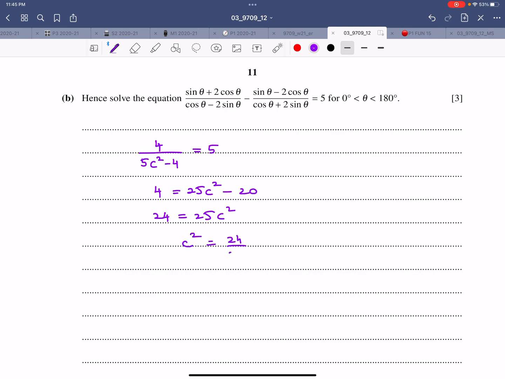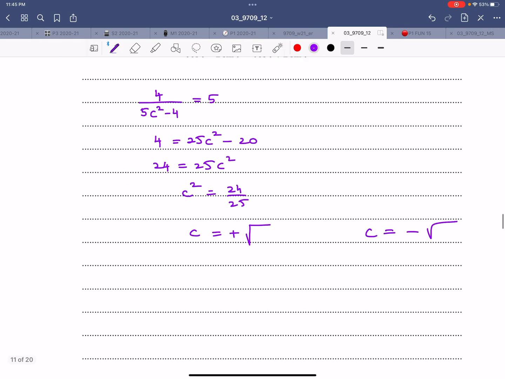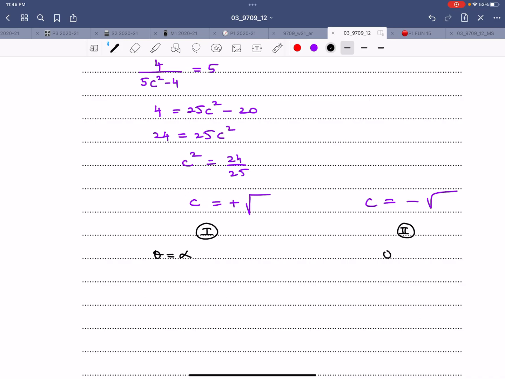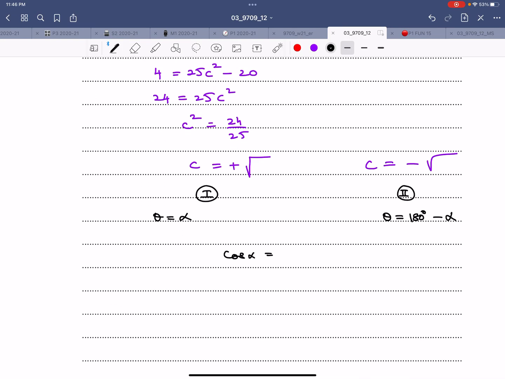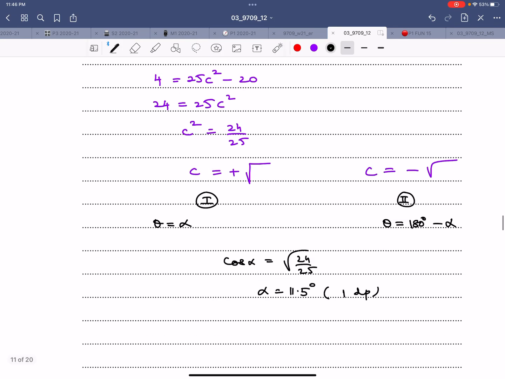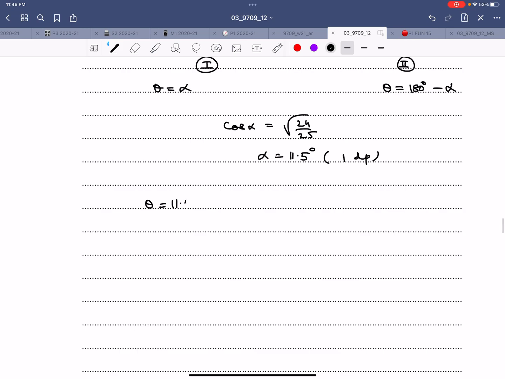Therefore, C is plus minus. So there should be a plus square root, there should be a minus square root. And you are back to the basics, 0 to 180. The first quadrant answer will be from here, the second quadrant answer will be from here. So in the first quadrant, theta is alpha. In the second quadrant, theta is 180 degrees minus alpha. The basic angle is the same. Cosine of alpha is square root of 24 over 25, whatever alpha comes out to be. Then you would proceed with the basic angle. So alpha comes out to be 11.5 degrees after rounding off to 1 decimal place. Therefore, the first answer, what is the variable? That is theta. So theta is equal to 11.5 degrees. Theta is 180 minus 11.5 degrees. That finishes this question.